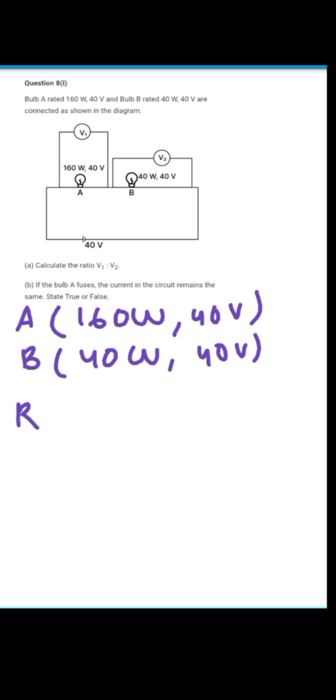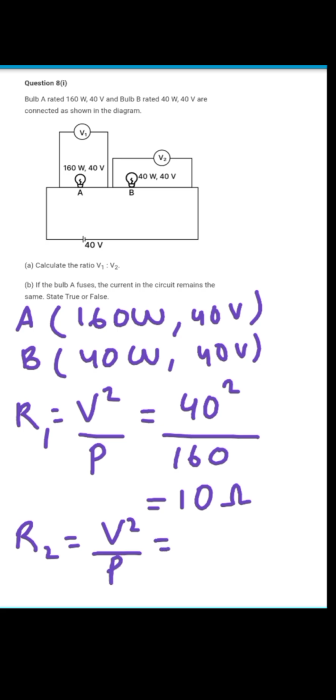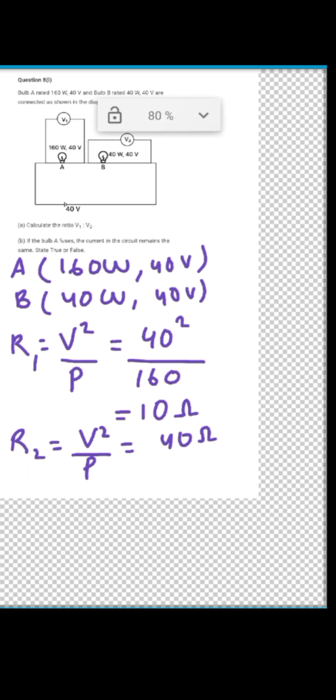So let us find the resistance of each of the bulbs. We know the formula of resistance is V squared by P. So this is resistance 1, V squared 40 squared by 160. On solving it, we are going to get 10 ohm. And what is R2? Again, V squared by P. On solving the values, we are going to get 40 ohm. So the resistance of the second bulb is 40 ohm, and for the first bulb it is 10 ohm.